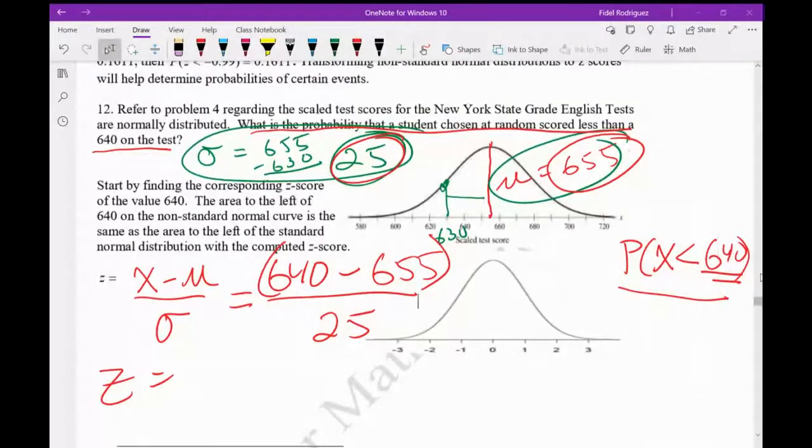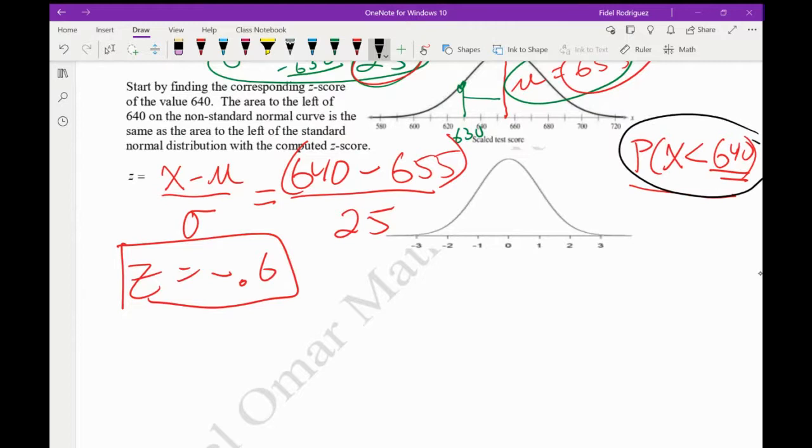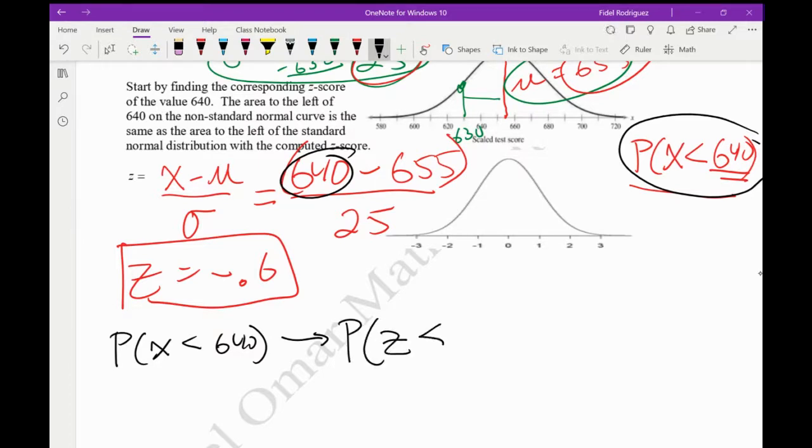So here we go. We came up with a negative 0.6, okay? So what this means now is, before, we wrote down what was the probability that x was less than 640. What we're going to do now, because we've converted that x value to a z-score, is say, what's the probability that z is less than negative 0.6?